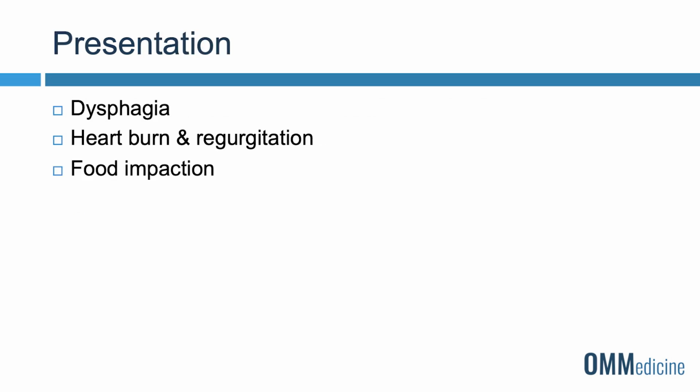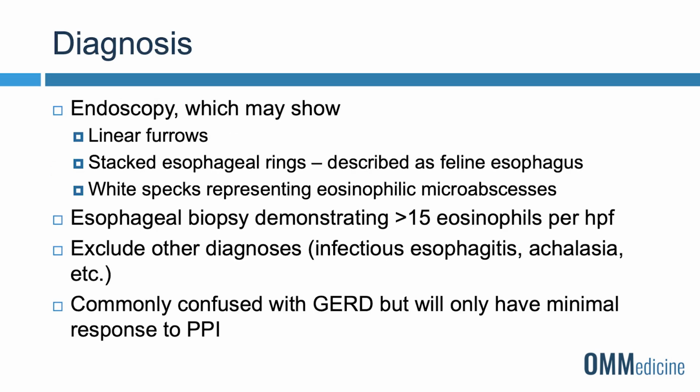and really any other condition that has a predominant response of eosinophils. The presentation of eosinophilic esophagitis is going to be similar to that of any other type of esophagitis, so these patients will present with dysphagia or trouble swallowing or difficulty and pain with swallowing. They can have heartburn and food regurgitation after eating, and they may even have food impaction. Now, the presentation of eosinophilic esophagitis is relatively nonspecific, and as we just said, it will present similarly to any other form of esophagitis as well.